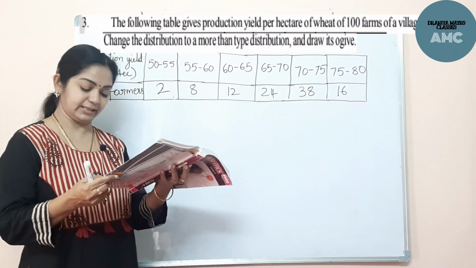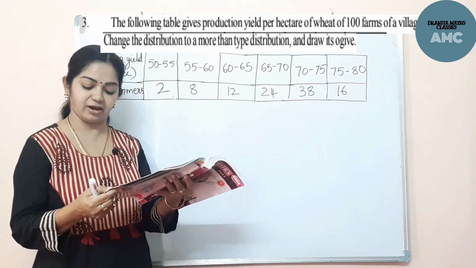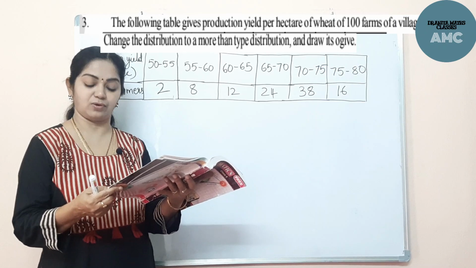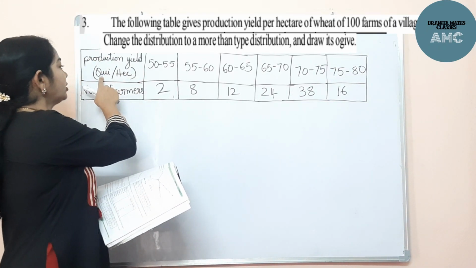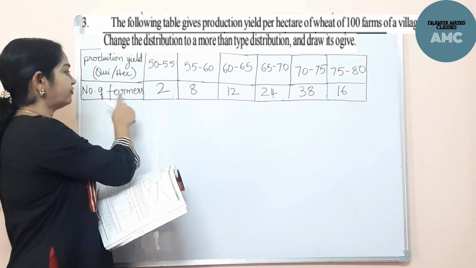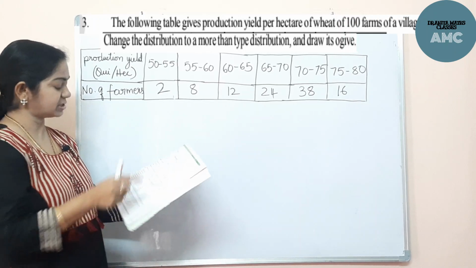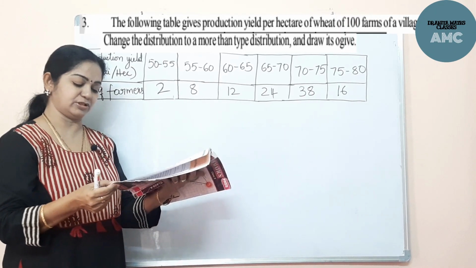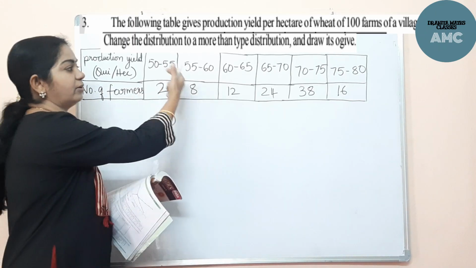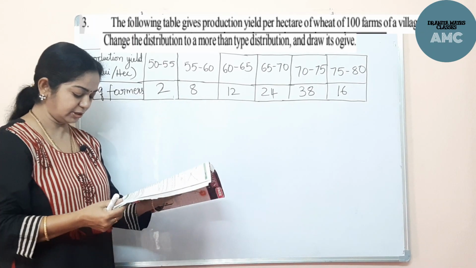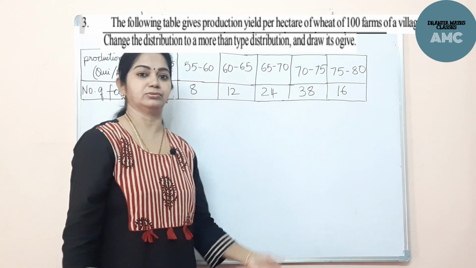The following table gives the production yield per hectare of wheat of 100 farms of a village. The tabular column is given, with production yield in quintal per hectare and the number of farmers. We have to change the distribution to a more than type distribution and draw its ogive curve. So we have to form the more than type distribution table, then draw the ogive curve.